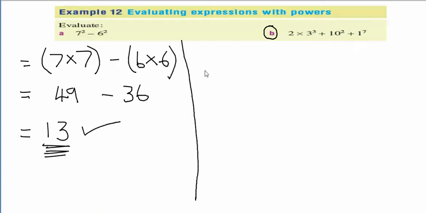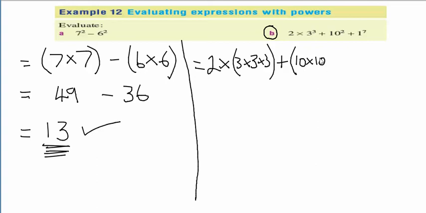2 times 3, so I'm going to write this out. The 2 can stay there, because now I've got to write the 3. So 2 times, and then I'm going to do the 3, times 3 in there, plus 10 squared. Now I'm going to do 10 multiplied by 10, plus 1 times 1 times 1 times 1, that's 4, 5, 6, and 7. And that is a times there, it's not a plus. So 1, 2, 3, 4, 5, 6, 7. 1 to the power of 7.